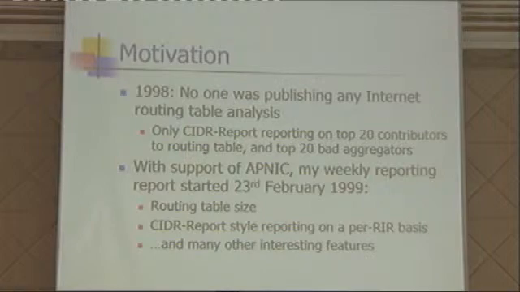So in 1998, that's when I started doing this. Nobody was publishing any internet routing table analysis. There was the CIDR report. The CIDR report, as I said this morning, was started by Tony Bates when he was at the RIPE NCC, really to report on the top 20 contributors to the routing table. It was there to encourage network operators to convert their blocks of Class Cs into single announcements. So if they had 32 Class Cs, they could announce it as a /19, or 16 Class Cs, they could announce it as a /20, and so forth.